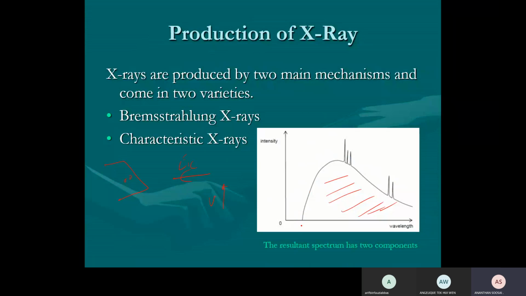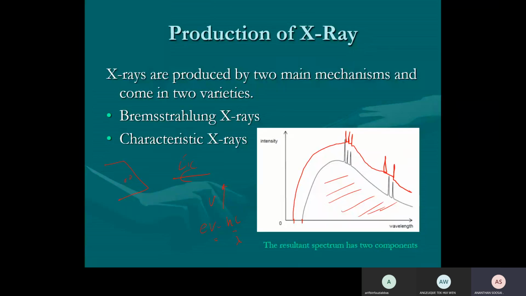Is the minimum wavelength going to get shorter or longer? It gets even shorter, because eV equals hc over lambda. A big voltage gives a big kinetic energy, so lambda is going to be even smaller. So it is going to be shorter, with a bigger area. Will the peak happen in the same position or a different position? It will happen in the same position.